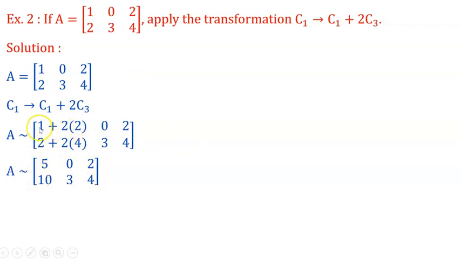into 2, that is 4 plus 1, you will get here 5. Next 2 plus 2 into 4, 8. 8 plus 2, you will get here 10. Okay, and therefore the new matrix is 5, 0, 2, 10, 3, 4.